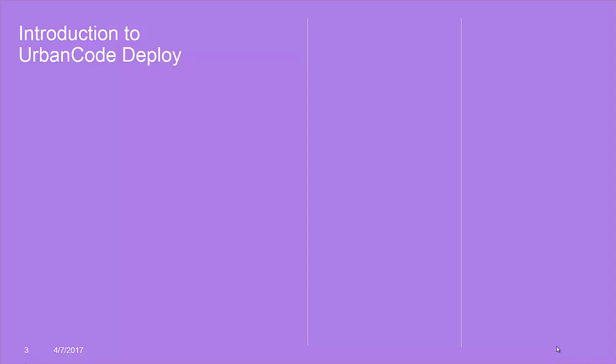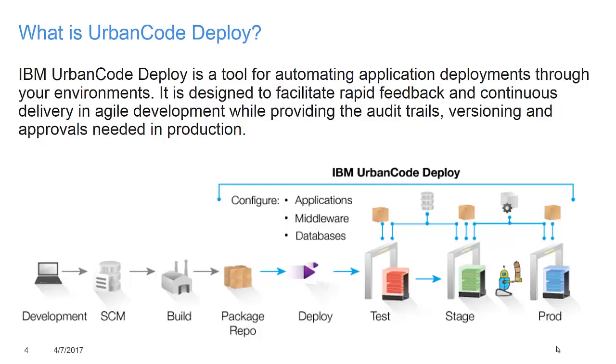So let's start by talking about UrbanCode Deploy itself. UrbanCode Deploy is an application deployment automation tool. So if you look at the image on your screen, it represents the software development lifecycle. UrbanCode Deploy really comes into play after a build is created. It helps manage the deployment of that build onto your different environments and promotion across those environments.